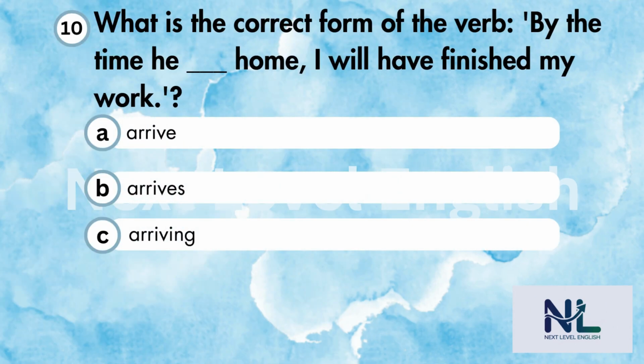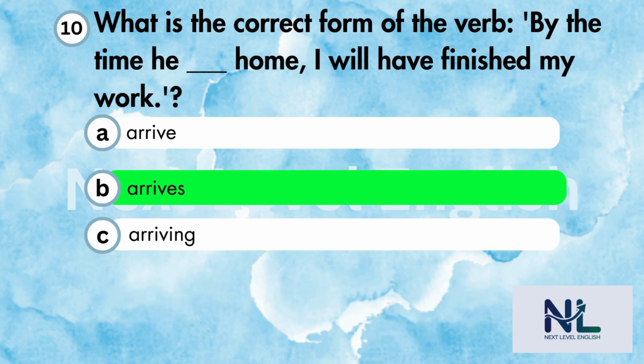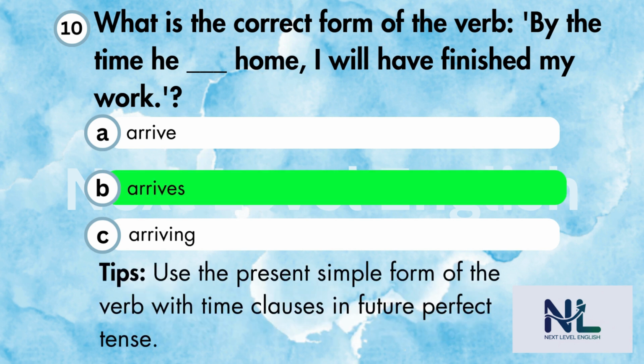10. What is the correct form of the verb? By the time he home, I will have finished my work. Arrives. Tips: use the present simple form of the verb with time clauses in future perfect tense.